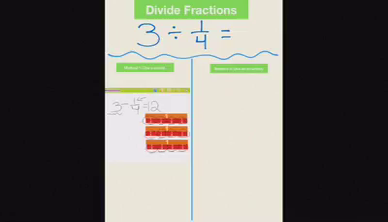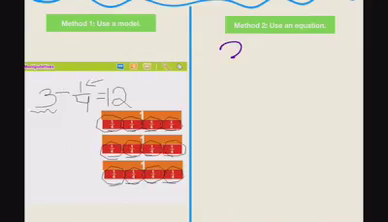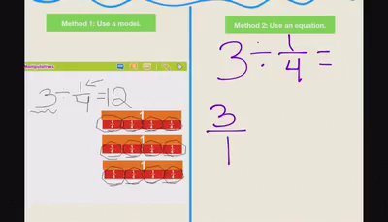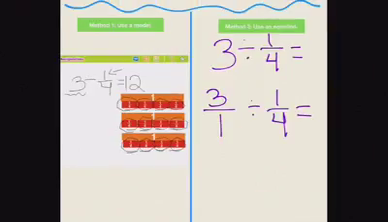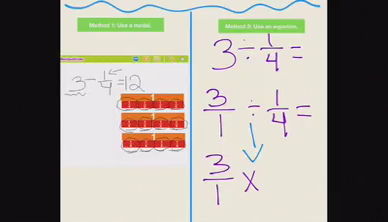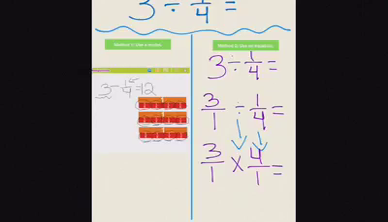Now let's divide 3 divided by 1/4 using an equation. So again, we're going to start with 3 divided by 1/4. Remember, our first step when we have an equation is to write our whole number over 1. So I'm going to rewrite this as 3/1 divided by 1/4. Okay? Next step is to multiply our first number times the reciprocal of the second number. So I'm going to change my division sign to multiplication, and my 1/4 becomes the reciprocal, 4/1. Now I simply multiply straight across, as you already learned how to do with multiplying fractions.